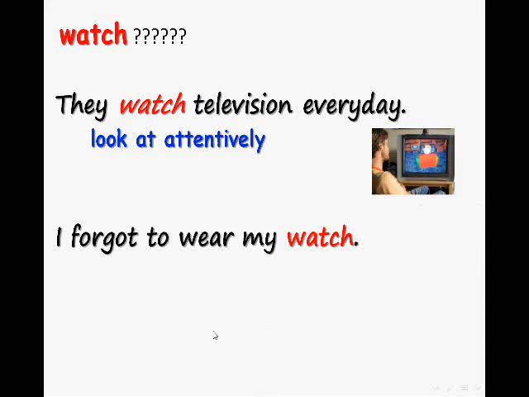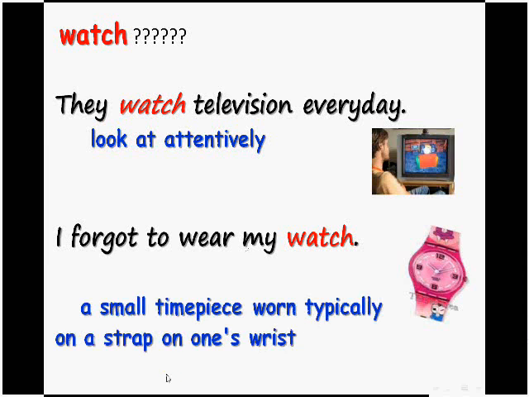Okay? I forgot to wear my watch. In this case, watch is not a verb. Watch is a noun. Okay? And of course, you know what is a watch. We wear watches every day. And so the meaning of the word watch is a small timepiece worn typically on a strap on one's wrist. And this is where you put your watch, your wrist. Okay? So as we said here, that sometimes the context can change the meaning of the word. The sentence itself can change the meaning of the word. You know it as a certain meaning, but then you find that the word has more than one meaning because of the sentence.